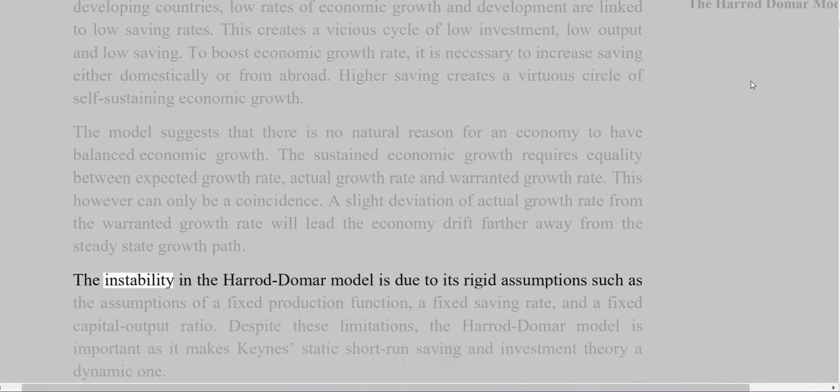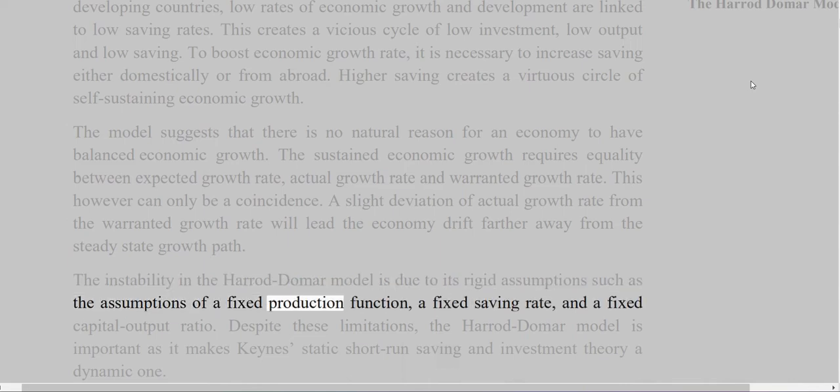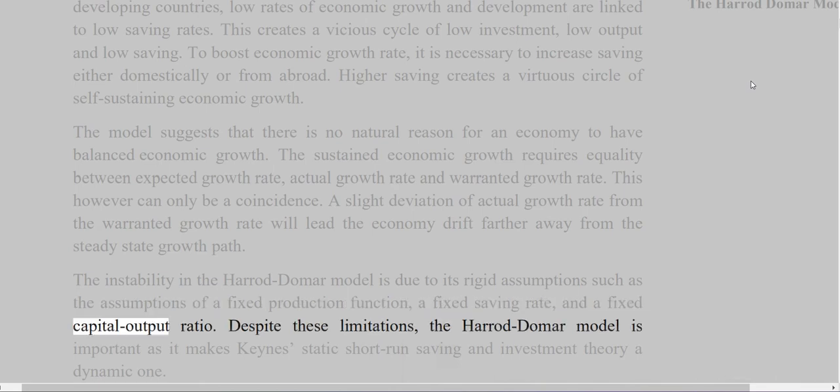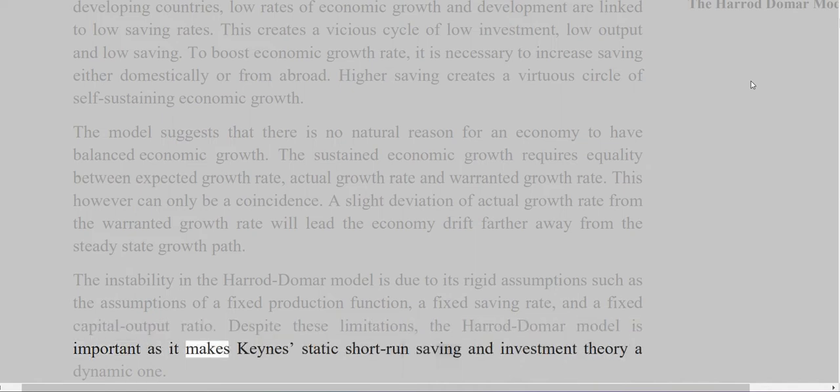The instability in the Harrod-Domar model is due to its rigid assumptions, such as the assumptions of a fixed production function, a fixed saving rate, and a fixed capital output ratio. Despite these limitations, the Harrod-Domar model is important as it makes Keynes' static short-run saving and investment theory a dynamic one.